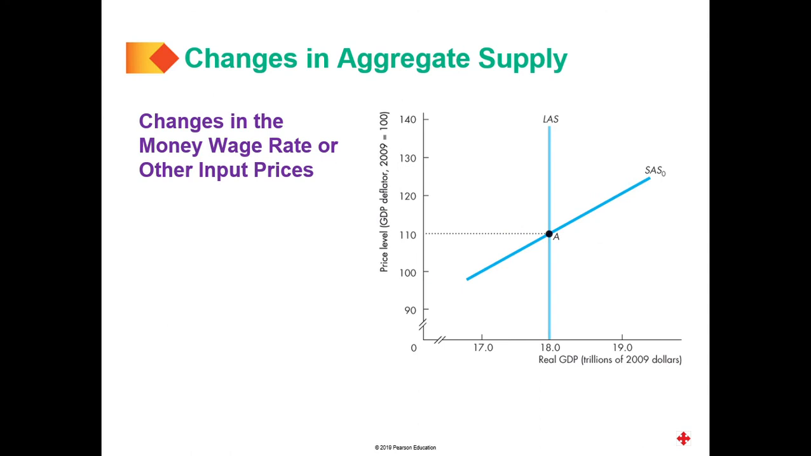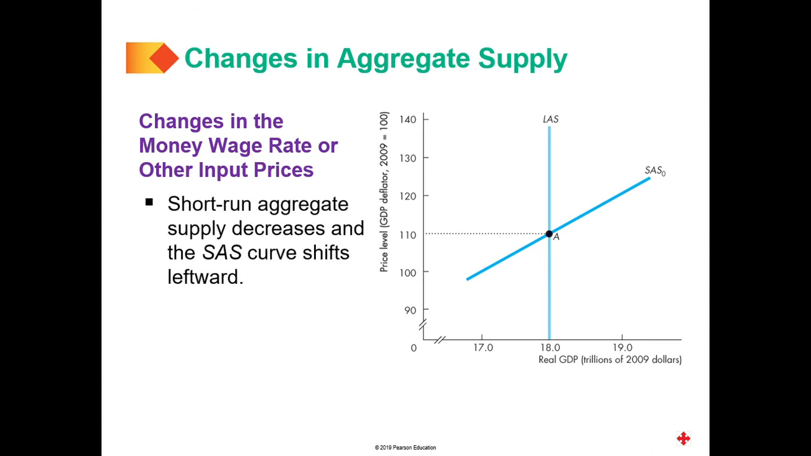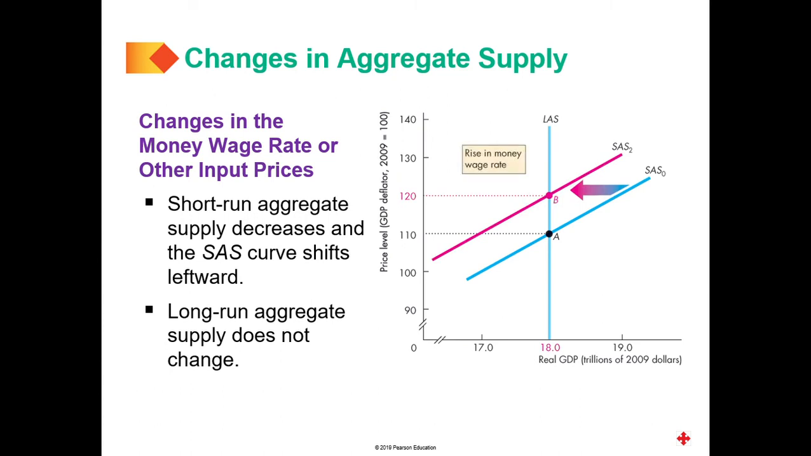Now, also, we could have changes in the money wage rate or those input prices, the prices of oil. The prices of inputs or wages don't impact potential GDP, so they will not shift the LAS curve. The LAS curve is only going to shift if potential GDP changes. So if we have an increase in the money wage rate or other input prices, the SAS curve will shift to the left. Again, the long run aggregate supply curve will not change. So we'll see a leftward shift in the SAS curve if the money wage rate increases or other input prices increase.